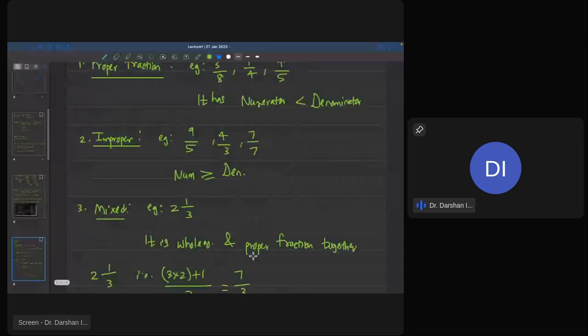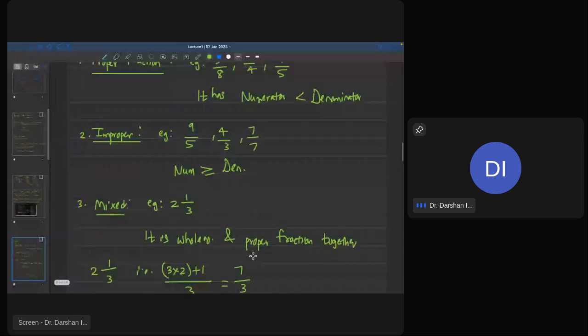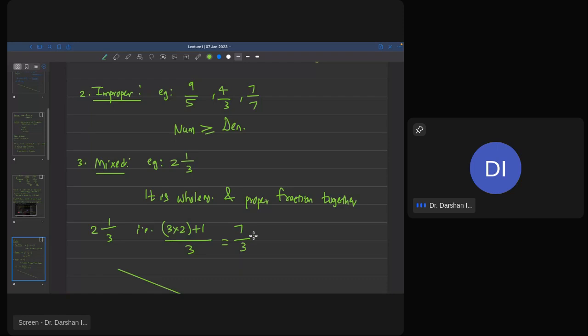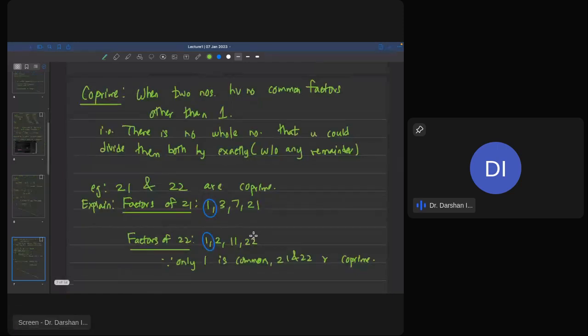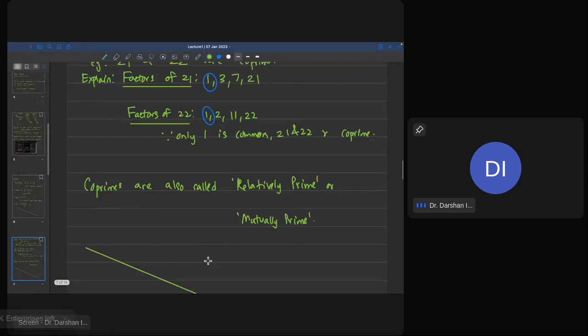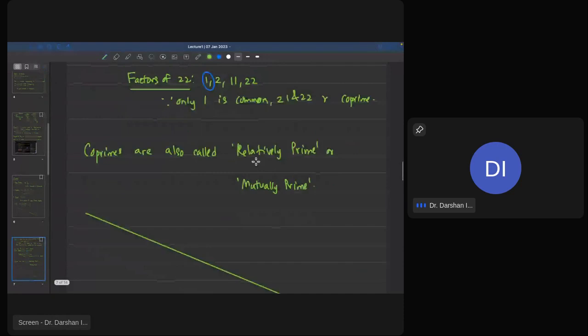How do you solve for it? 3 into 2 plus 1. Then coprimes. If I say 21 and 22 are coprimes, it is because they have no common factor other than 1. You see the factors of 21 are this, 22 are this. Only one is common. So they are coprimes. They are also called relatively prime or mutually prime.